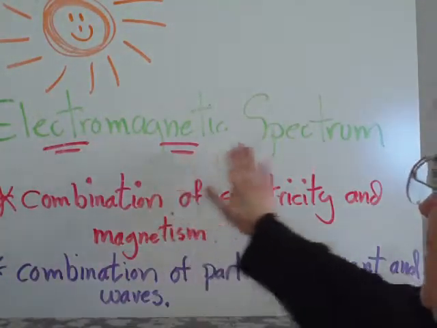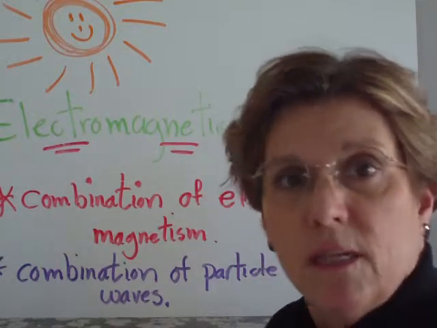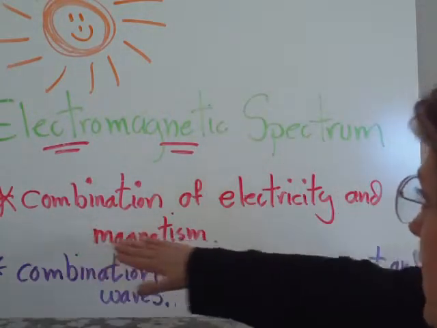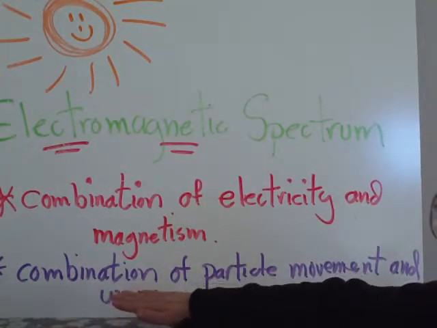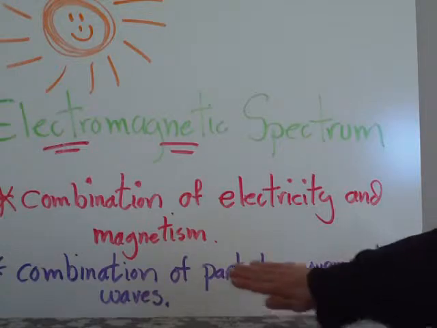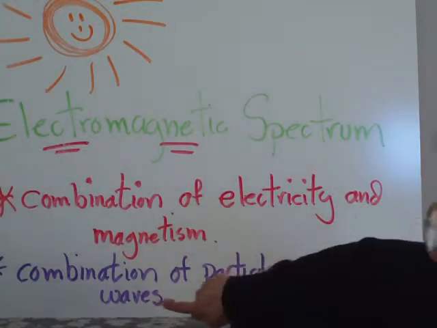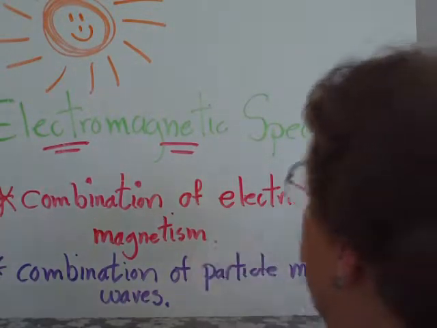So, the electromagnetic spectrum, again, is the type of energy that comes from our sun. It's a combination of electricity and magnetism, which turns out to be a combination of particle movement with the electrons and waves with magnetism.